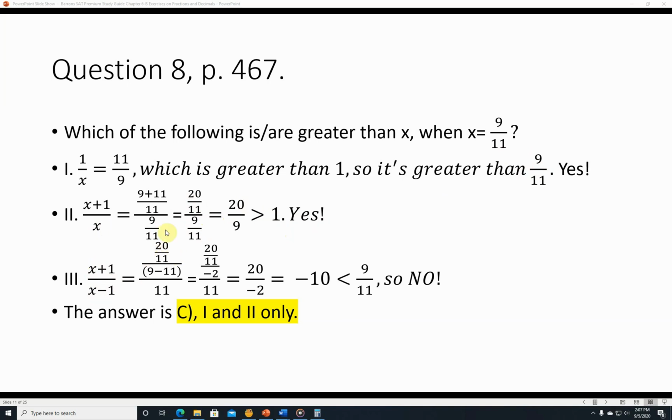So 3. x plus 1 over x minus 1. Well, 20 over 11 is still the same as it was in section 2. So we have 9 minus 11 over 11 is x minus 1. Why? Because 11 over 11 is 1. x is 9 over 11. Since we're subtracting 1, it's 9 minus 11 over 11. That's 20 over 11 over negative 2 over 11, so that's going to be 20 over negative 2, which is equal to negative 10, which is not greater than 9 over 11, so no.